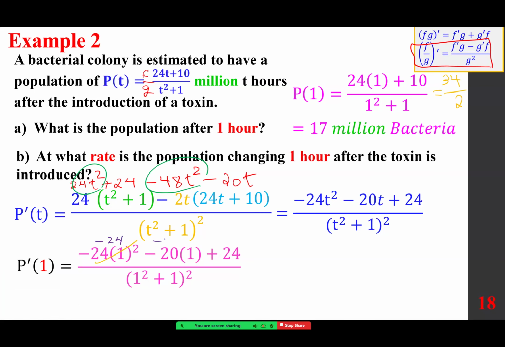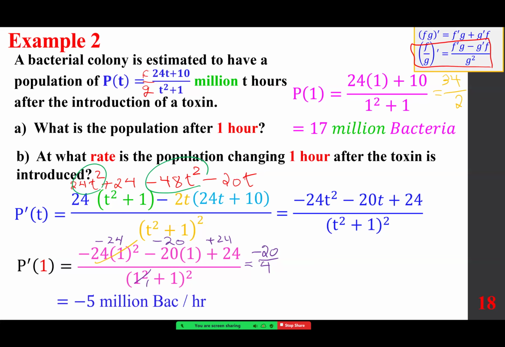Minus 24 minus 20 plus 24. This is 1. So the numerator is simply minus 20. The denominator is 2 squared, 4. We get negative 5.